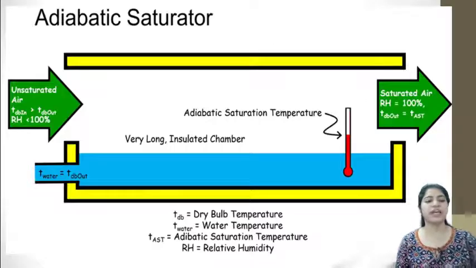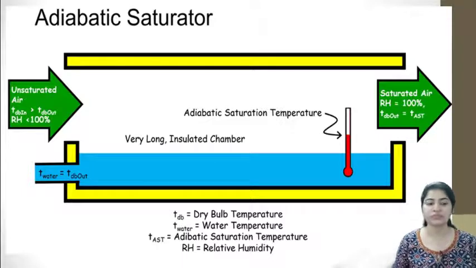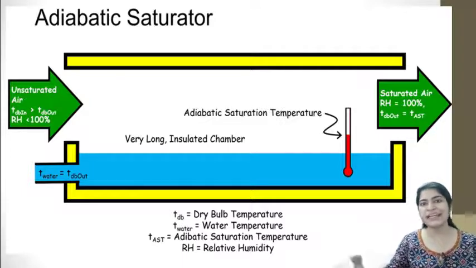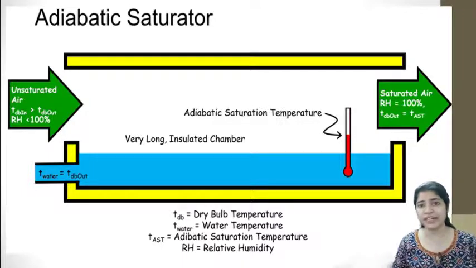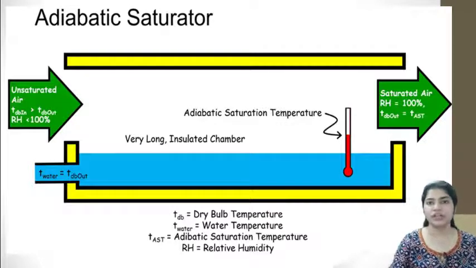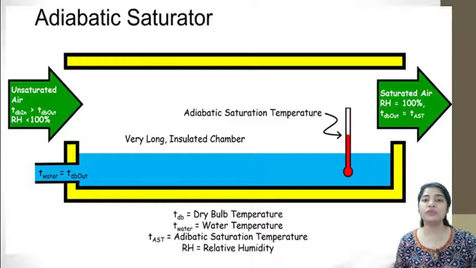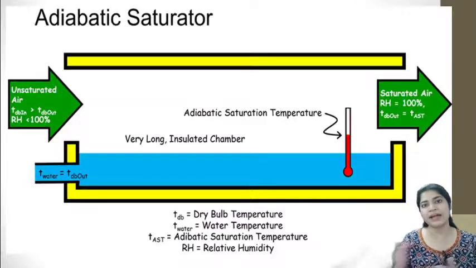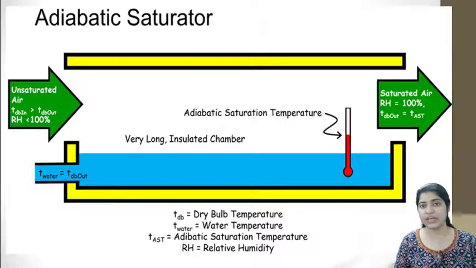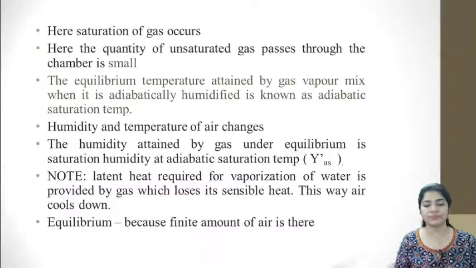Suppose the air is at 30 degrees Celsius and the water is at 20 degrees Celsius. The air is supplying latent heat, and because latent heat is supplied, your water will get converted into the vapor phase. And now what temperature difference has been created? Sensible heat, 30 minus 20. So the air will lose that amount of heat, and this way the air will cool down. So here you can see the mechanism.